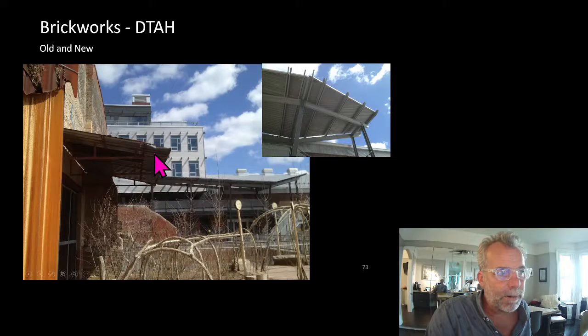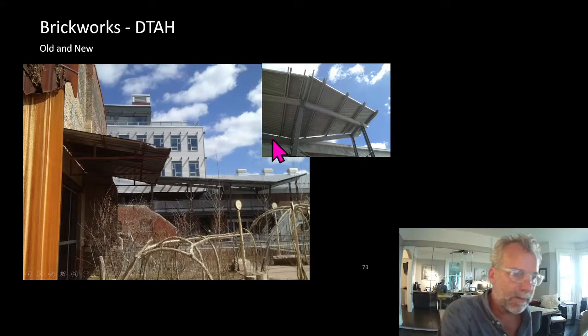So light steel canopy, light metal roof. Here's the one that is currently code compliant. Sort of just as beautiful, just as light in appearance, but you can see that it's actually much more robust.